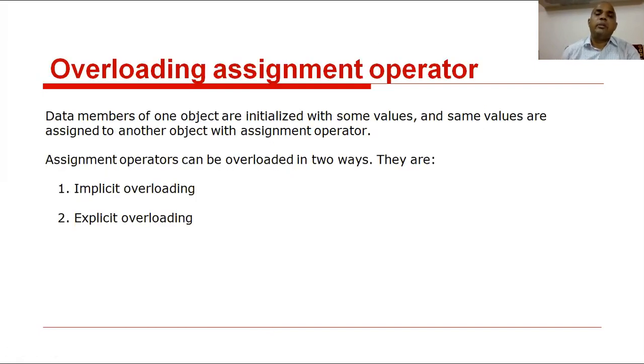Next one, overloading assignment operator. What is an assignment operator? Equal to is an assignment operator. Simply, an operator which takes only 1 argument is called a unary operator. Clear?